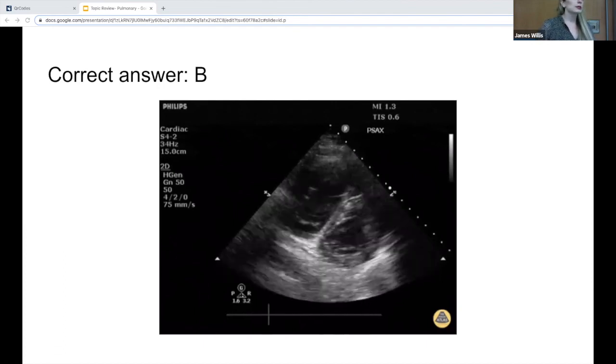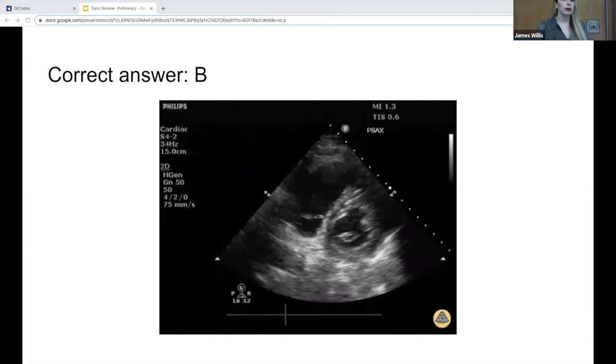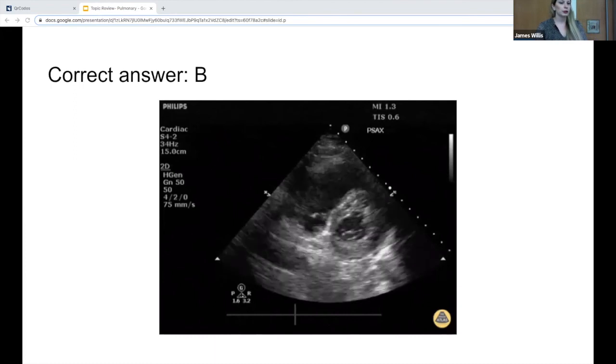EKG findings that you might see in this patient are signs of RV strain, such as ST depressions, T wave inversions in leads that surround the RV, like leads V1 to V3, II, III, and aVF. They may have a dominant R wave in V1, and they may have P pulmonale on EKG, which is a peaked P wave, which is indicative of right atrial enlargement.